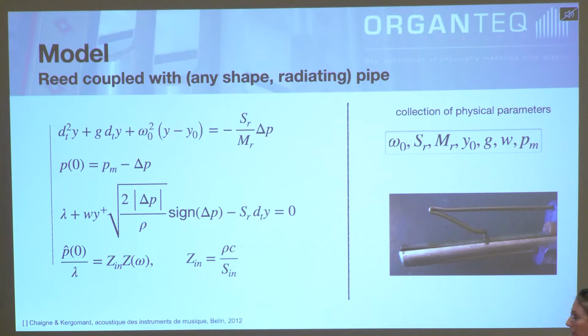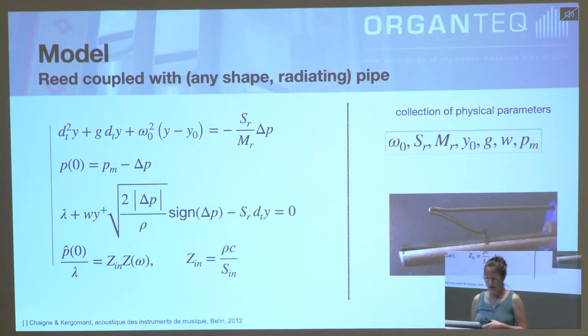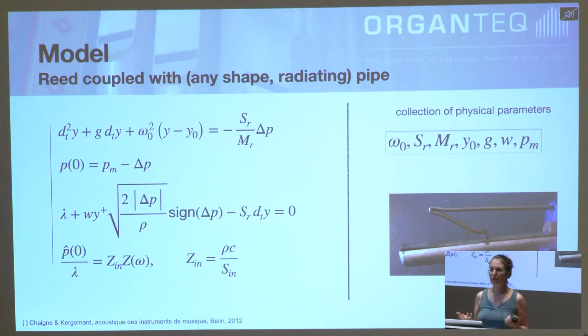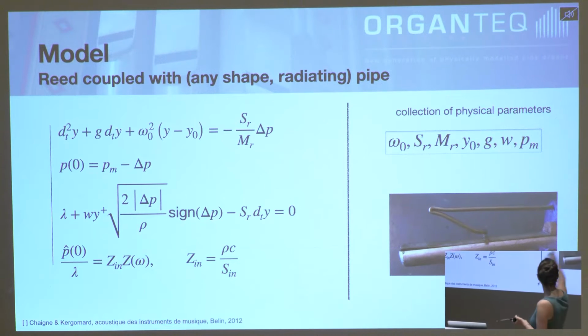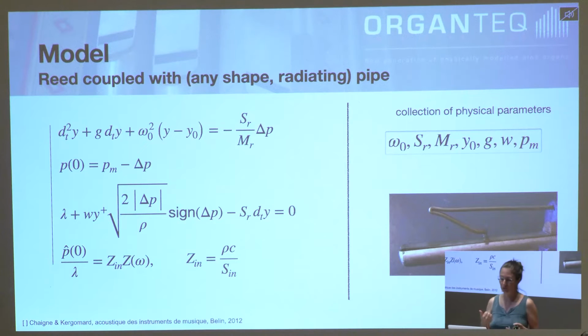And then, of course, the pipe reacts. It's the last equation here, an impedance relation between the pressure and the flow at the beginning of the pipe. This is not the subject of my talk. What's interesting here is that many physical parameters appear, a collection of 7 parameters: the reed frequency, omega naught, the reed surface, SR, the mass, MR, the effective mass, the displacement at rest, the dissipation, G, the size of the reed, W, the width, and the mouth pressure.